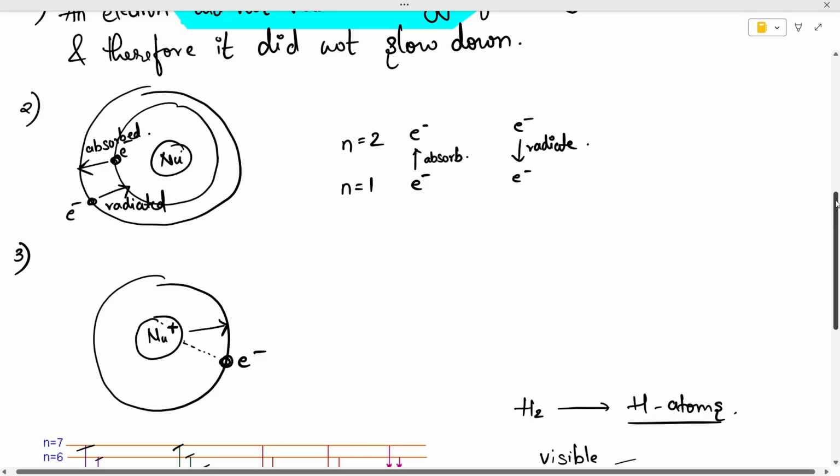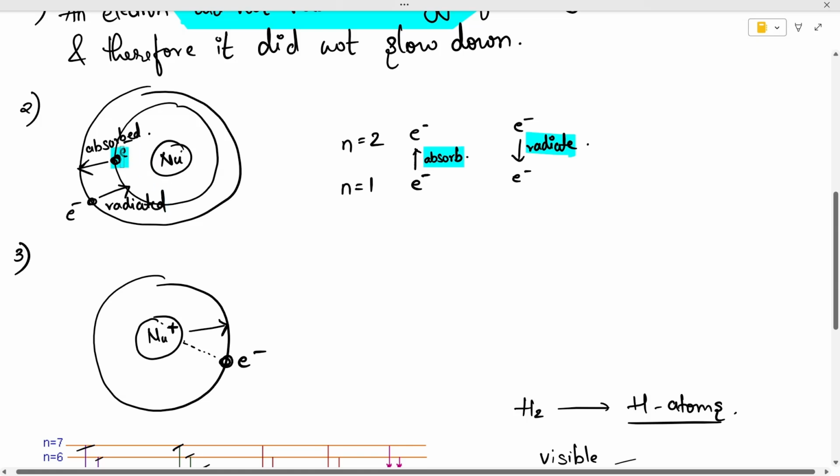Okay. The second postulate given by Bohr is a very interesting one. Bohr said that when an electron wants to move from one orbit to the next orbit, it can either radiate energy or absorb energy. Okay, you must have understood this. When an electron, this is the electron here, wants to move from one orbit to the next orbit, it should either radiate energy or absorb energy. Now, when will the electron radiate energy or when will it absorb energy?